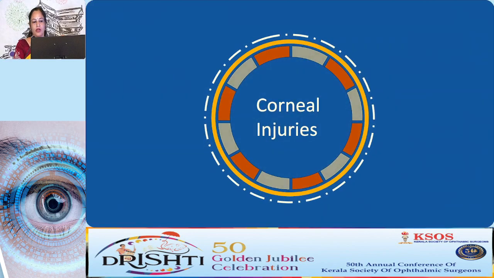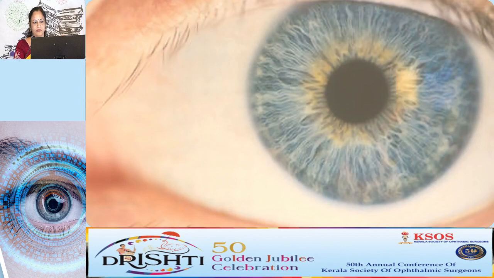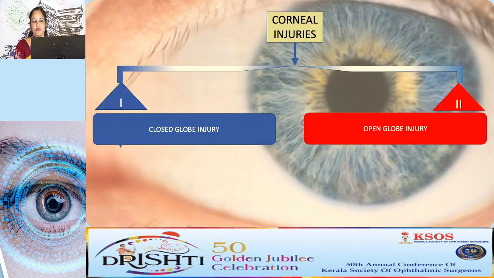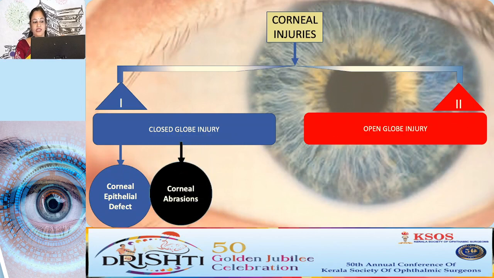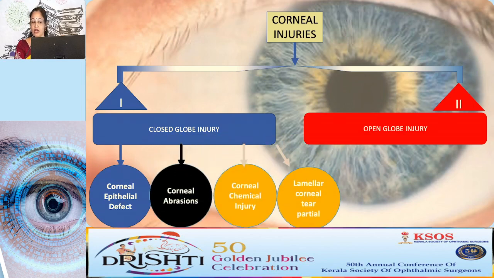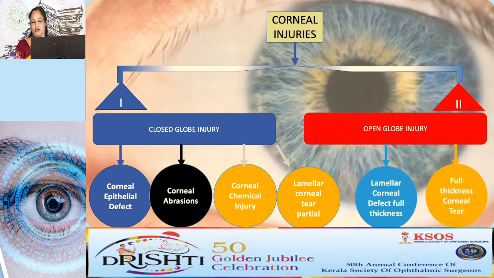Now, when you're dealing with corneal injuries per se, what you have to know is that these could be a closed globe injury or an open globe injury. There can be a simple corneal epithelial defect, a corneal abrasion, a corneal chemical injury, a partial lamellar corneal tear, or a full thickness corneal tear.